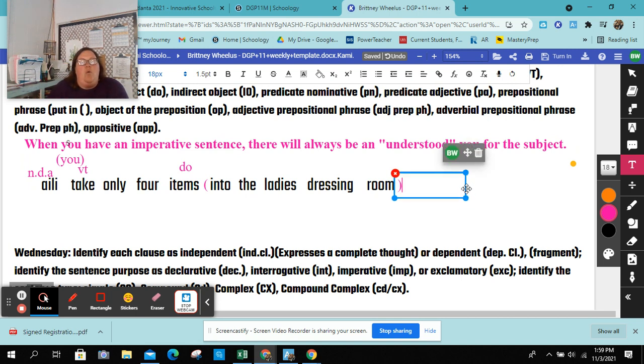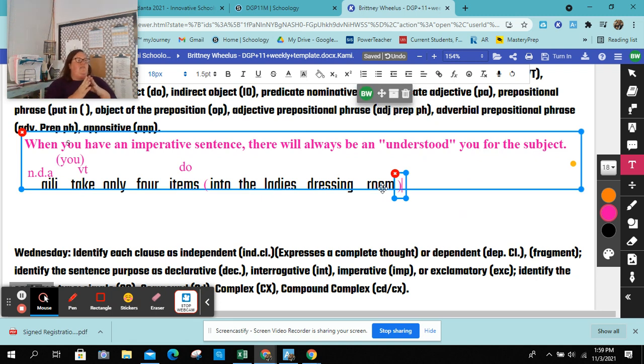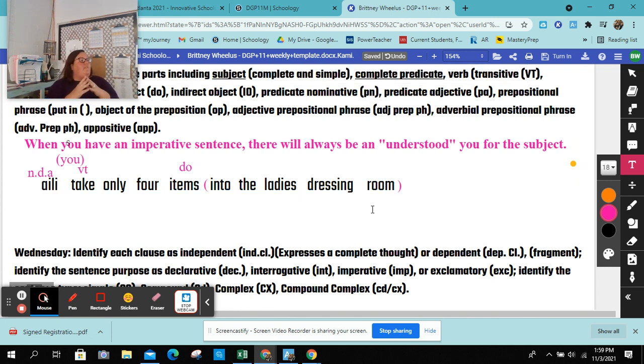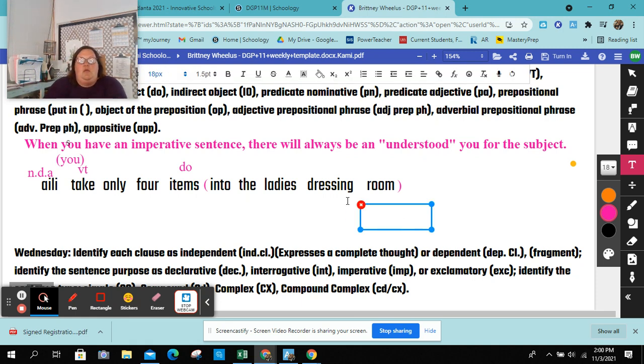Now, we have to identify two more things with this prepositional phrase. What do we have to identify? The object of the preposition, okay? The object of the preposition will always be a noun or a pronoun. Also, the object of the preposition will always be at the end of the phrase. What is the OP in this prepositional phrase, Elijah? Room. Good. All right, the abbreviation is OP.